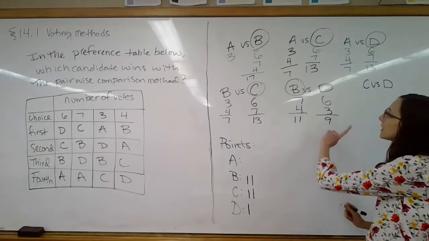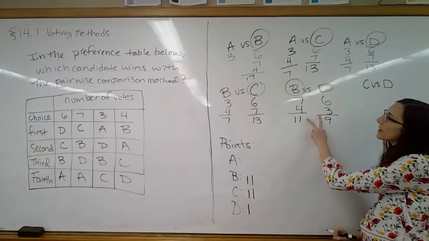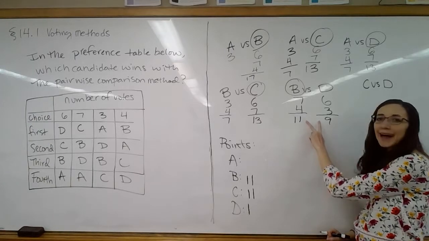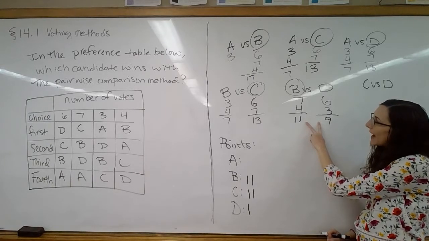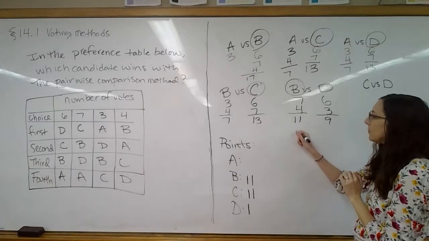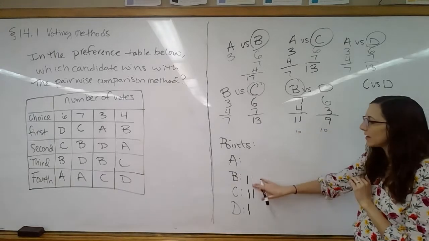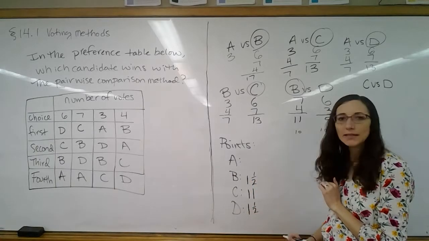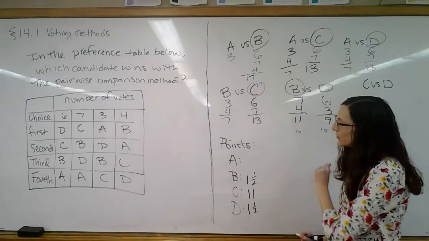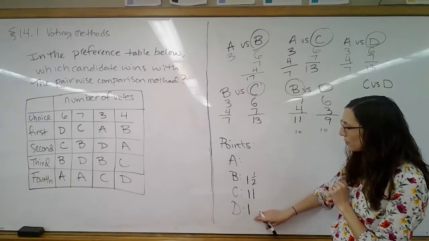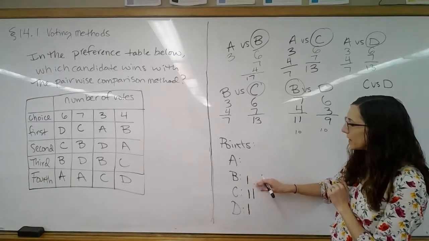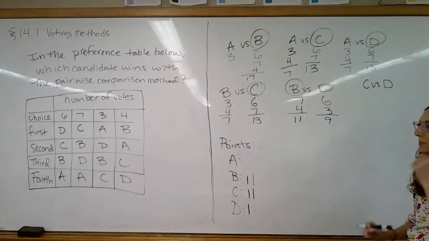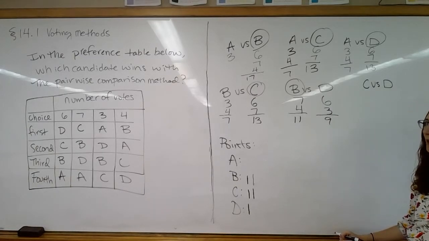Remember, it could have been possible that they both had 10. If that had happened, if we did have 10 versus 10, we would award each of them half a point. So when we tally them in the end, they would both get half a point. That isn't what happened here, but it could have. That's what you do in the case of a tie.